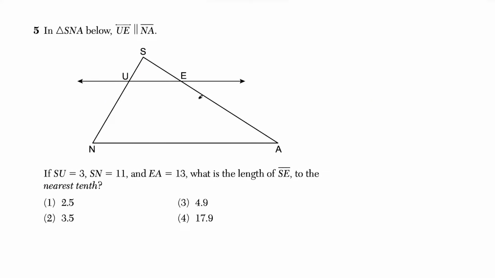Now, before we move on, I want to see this question one more way, just in case you forget the side splitter theorem. So we're told here that this line is parallel to this segment. And what that's going to do is create two similar triangles. So the triangle at the top here, triangle SUE, is going to be similar to triangle SNA. And the reason being is that when we have parallel lines cut by a transversal, the corresponding angles are congruent.